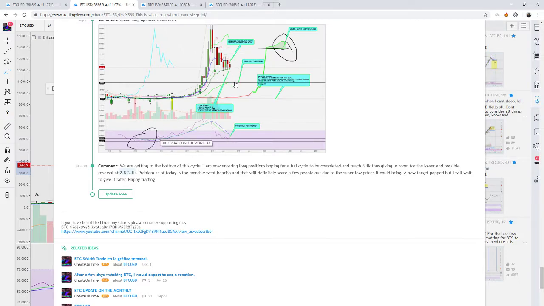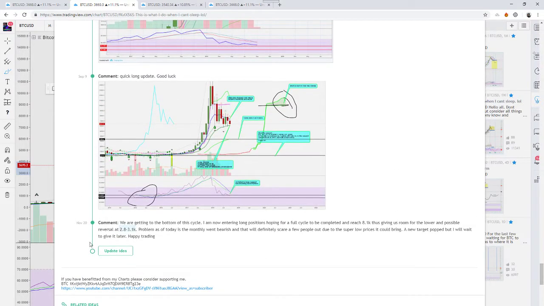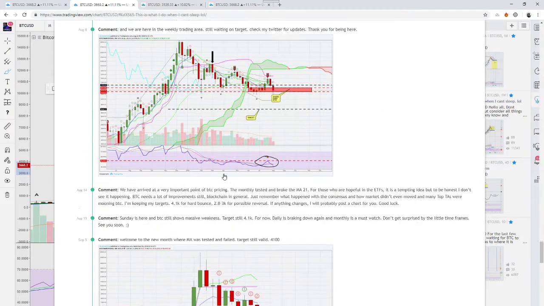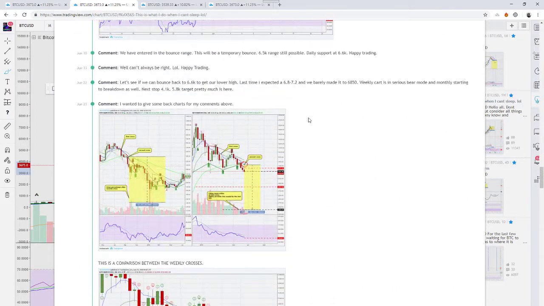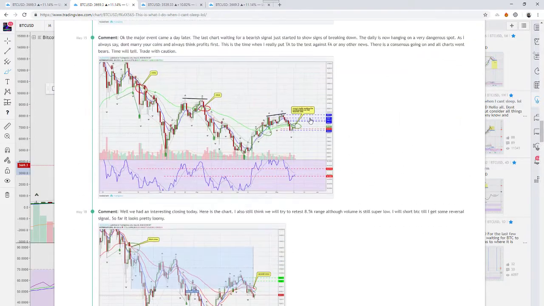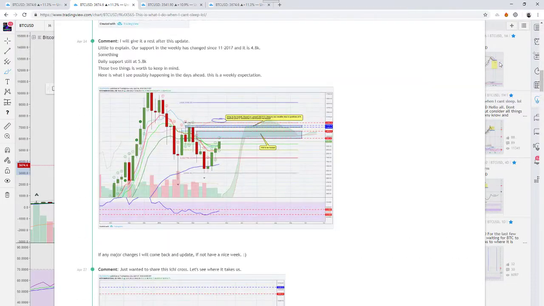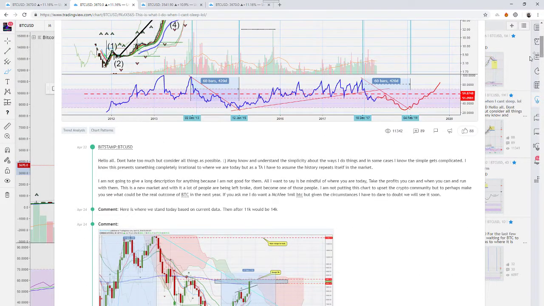The problem with this is simple. Because the monthly broke so bad, I don't think we're going to reverse now. So this was the reversal for me on the monthly, but unfortunately we couldn't hold that price because we fell too fast, and it's not good for the volume and all that. It is not good. So that's what I can say now.